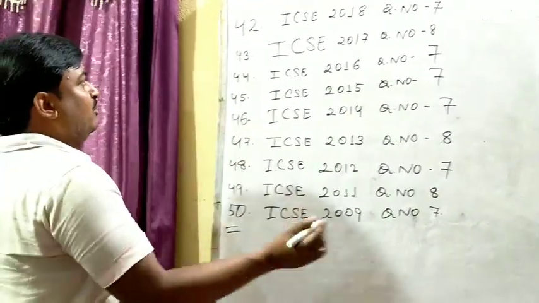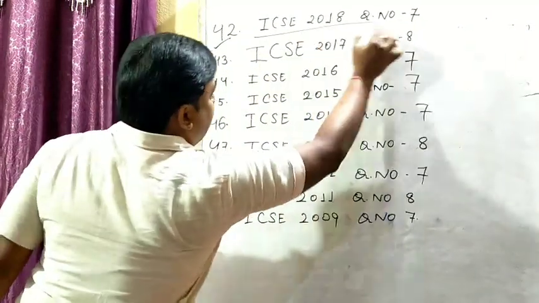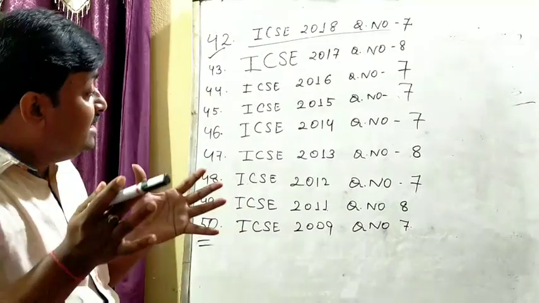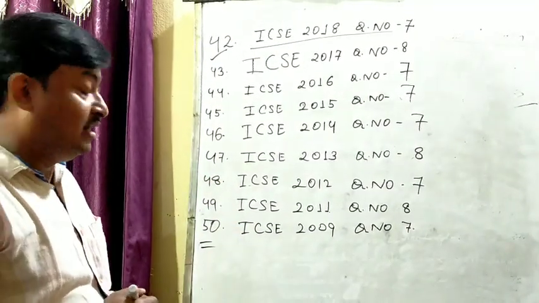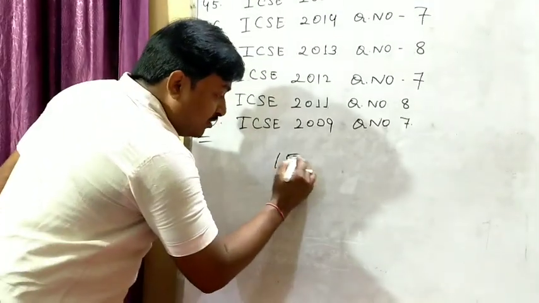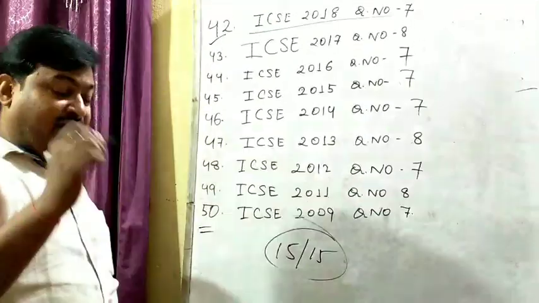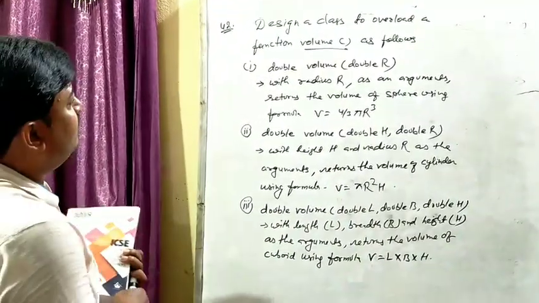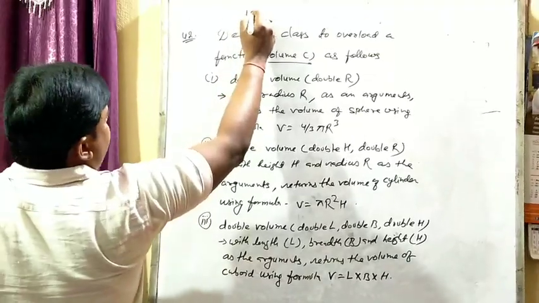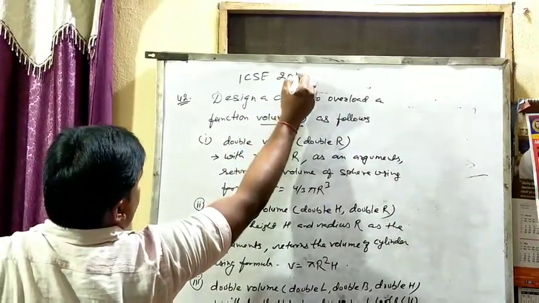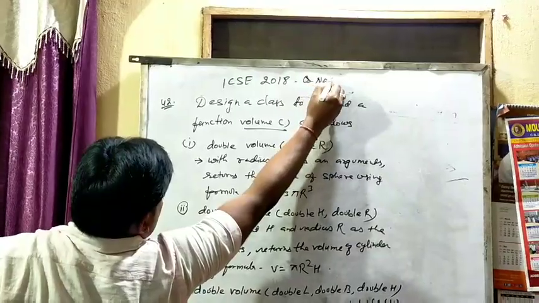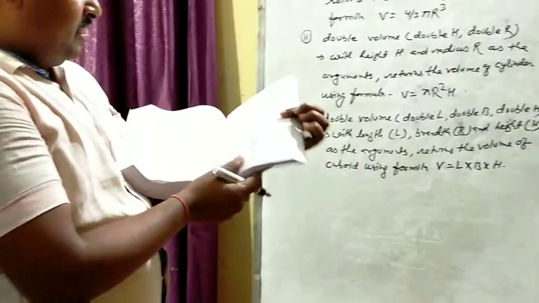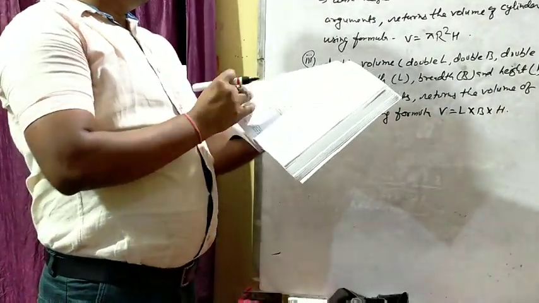I am giving you the solution of question number 42, that is ICSE 2018, question number 7. Okay, see how easy it is to solve and score 15 out of 15. Okay, student, I am using question number 42. This question belongs to ICSE examination 2018, question number 7. See, this is the 10 years and this is question number 7 of ICSE 2018.